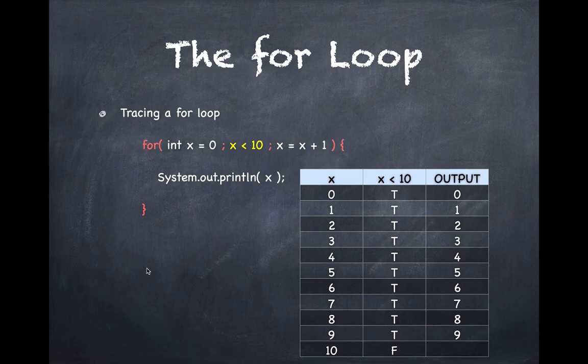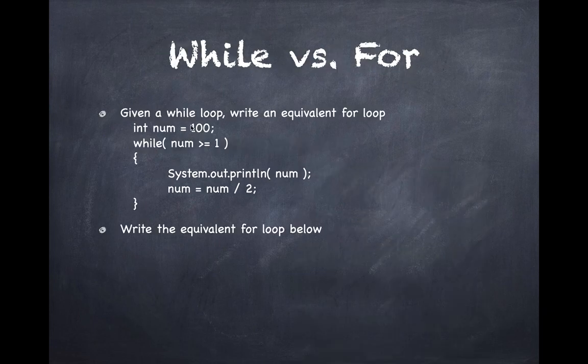All right, so let's go ahead and talk about, if we have the while loop already figured out, and we know how to think about a problem in terms of a while loop, how do we take that while loop and convert it into a for loop for ourselves? So given a while loop, write an equivalent for loop, and we're going to write that equivalent for loop down here below. So here's the while loop.